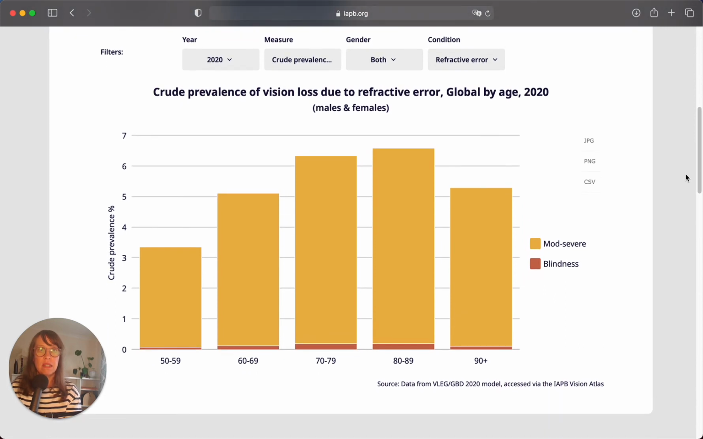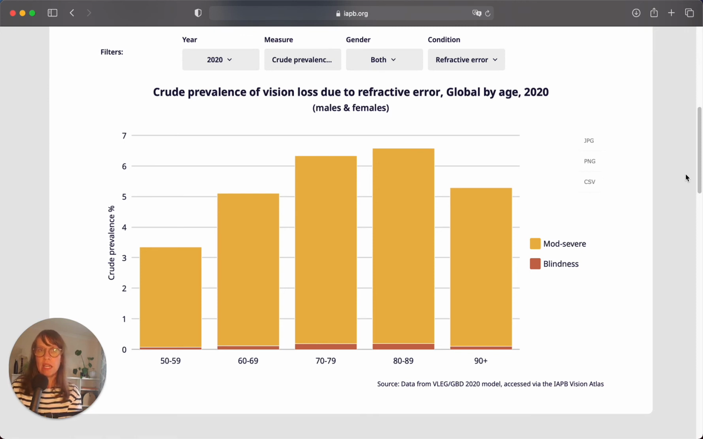So it's really important to point out here that although the bulk of vision loss is experienced by people over the age of 50, that's also the group of people that we have the most data for. So we really do need more evidence on the causes of vision loss for younger adults and particularly children.